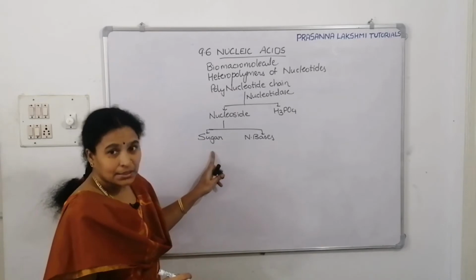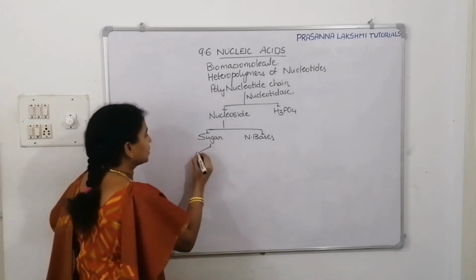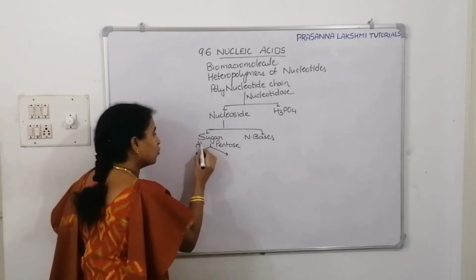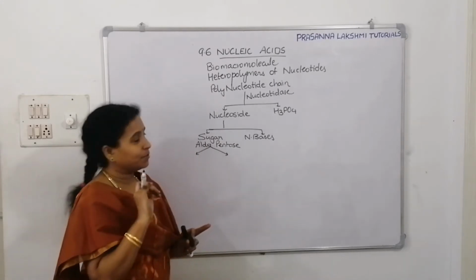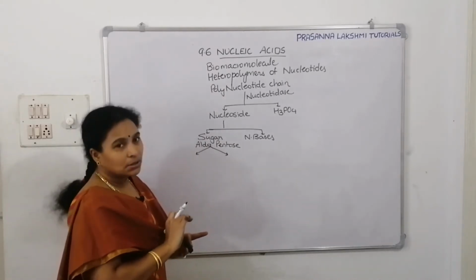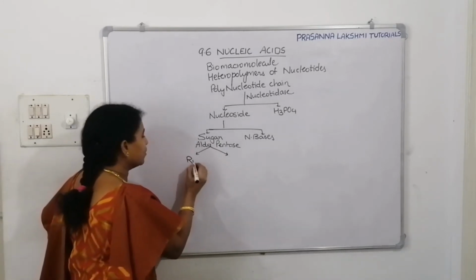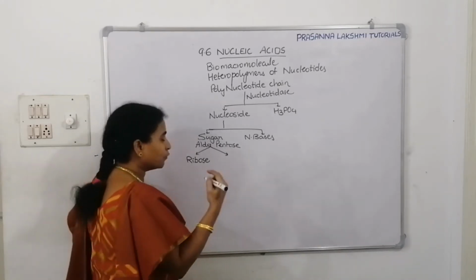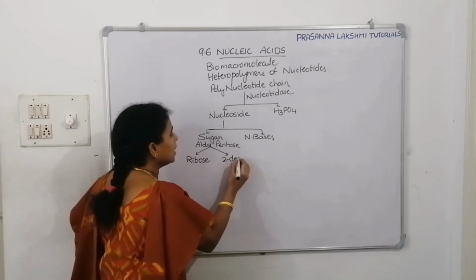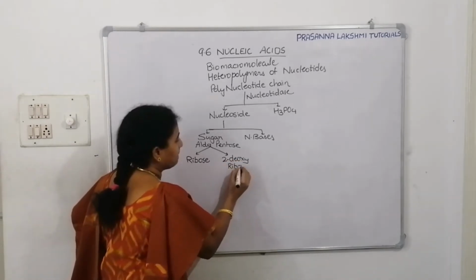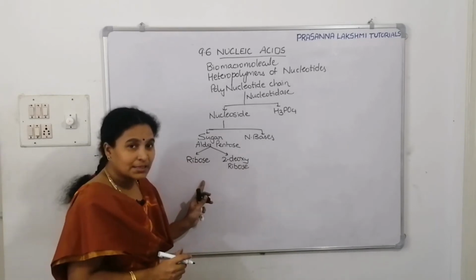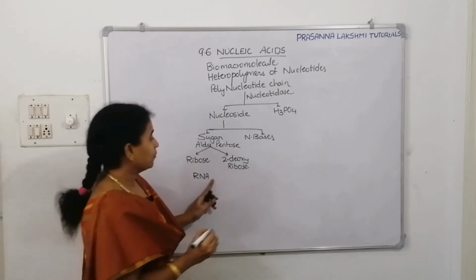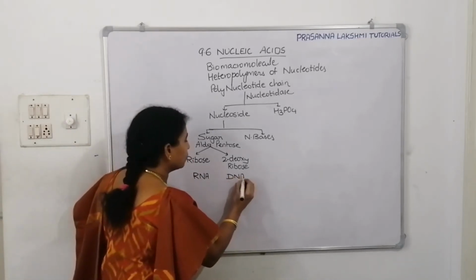So, sugars are of two types which are found in nucleic acids. Of course, the sugar is pentose. It is aldopentose, an aldehyde group sugar with 5 carbons. Now, if it has all the hydrogens and oxygens, then it is called ribose. If you remove one oxygen, from the second place, then you call it 2-deoxyribose. If the sugar is ribose, then such a type of nucleic acid is called ribonucleic acid. If the sugar is deoxyribose, then that nucleic acid is called deoxyribonucleic acid.